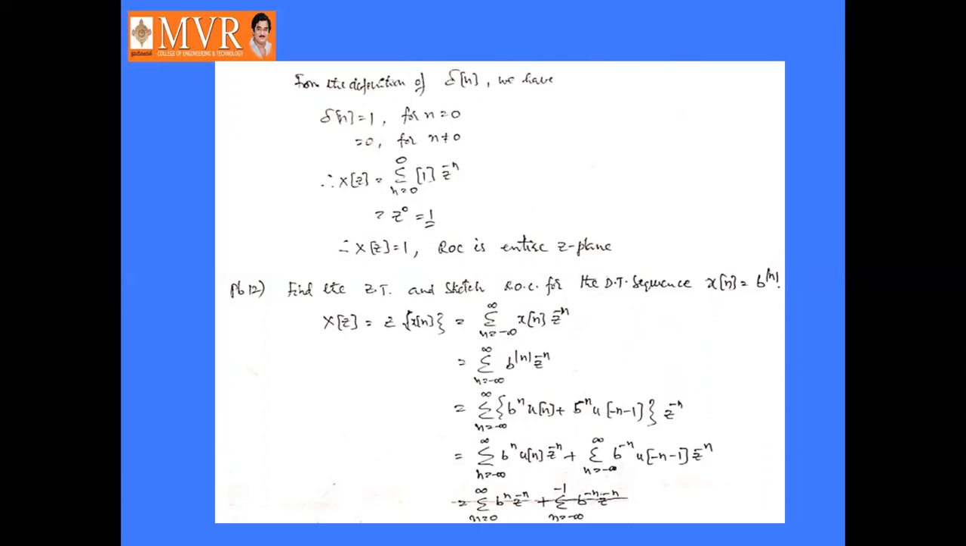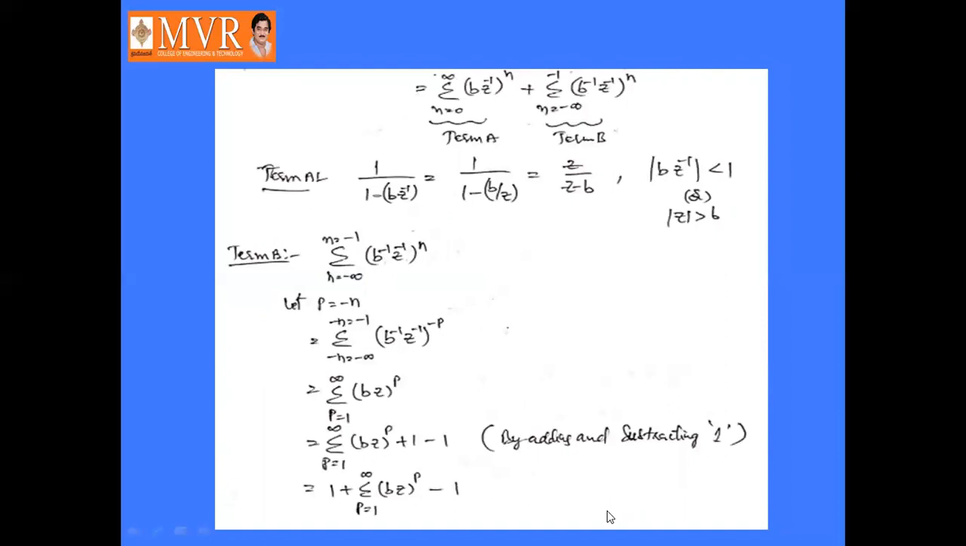So we can expand this as the sum from n equals minus infinity to infinity of b power n into u[n] plus b power minus n into u[-n-1], into z power minus n. Here u[n] means the sum from n equals 0 to infinity of b power n into z power minus n, and u[-n-1] means n varies from minus infinity to minus 1: the sum from n equals minus infinity to minus 1 of b power minus n into z power minus n.